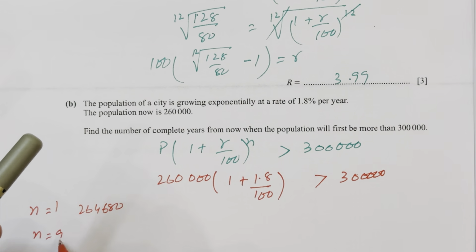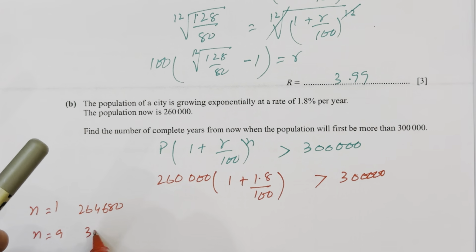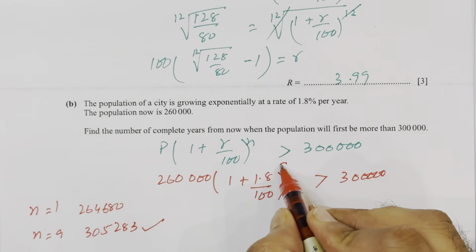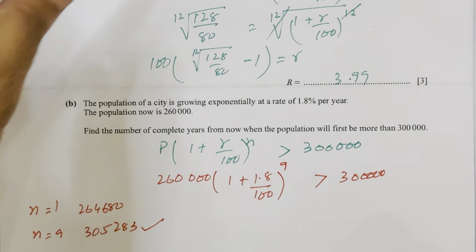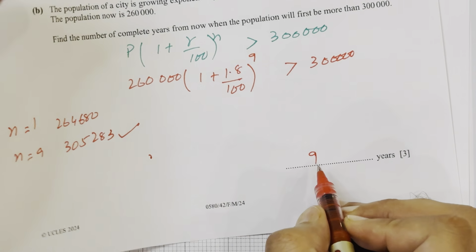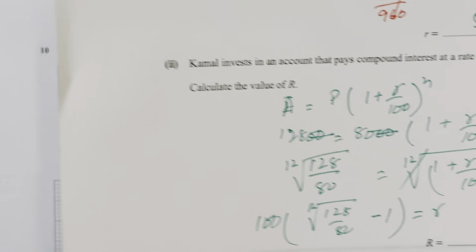When we apply the value of 9, it would be 305,283. So we have to take this value because it is greater than 3 lakhs. So the amount would be the years would be 9. So the value of n is 9. So this is how we have to calculate it by hit and trial method.